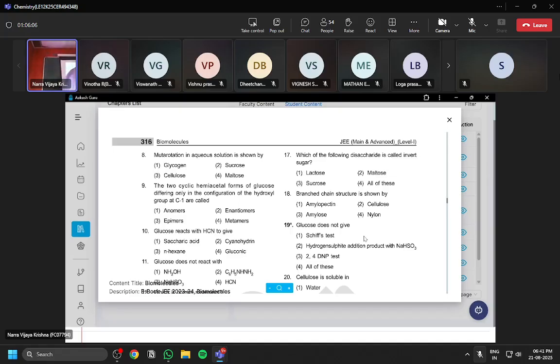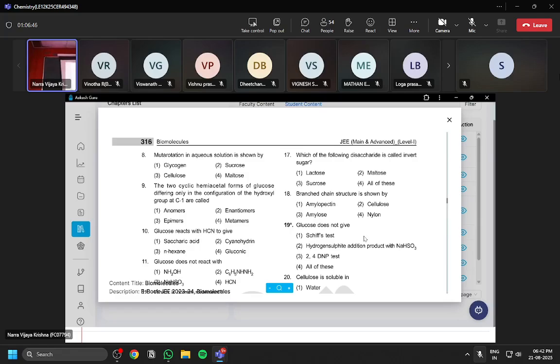Which of the following disaccharides is called invert sugar? They are saying the disaccharide is an invert sugar. Only sucrose, right? Because on hydrolysis there is inversion. Maltose, both are alpha forms only. In lactose also, one is beta and one is alpha, so that we cannot say. Then only sucrose.